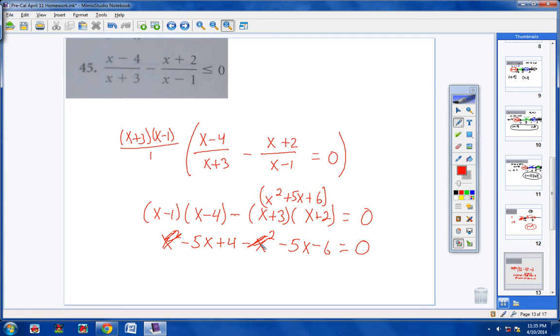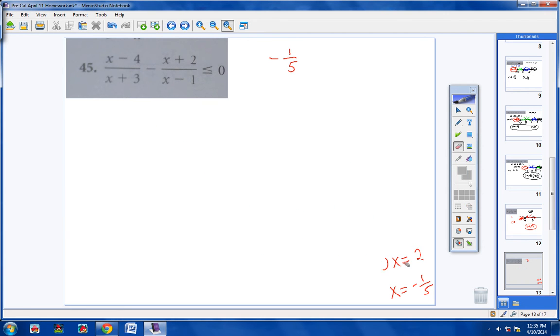Notice your x squareds cancel, and you're left with negative 10x minus 2 equals 0. And then, of course, if you brought the negative 2 over and made it positive, you would be left with negative 10x equals 2. And then divide both sides by negative 10, and x would equal a negative 1/5. Negative 1/5. So we took our original problem, we set it equal to 0, and we solved, and we got a critical value of negative 1/5.